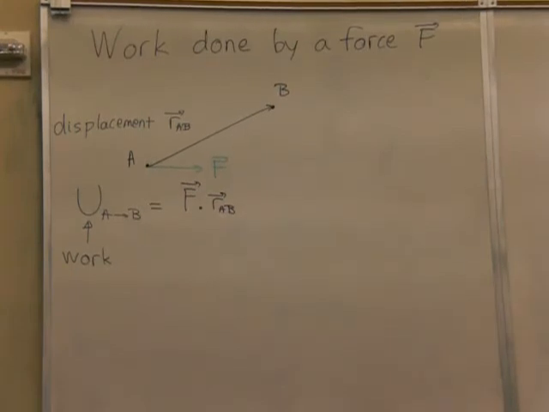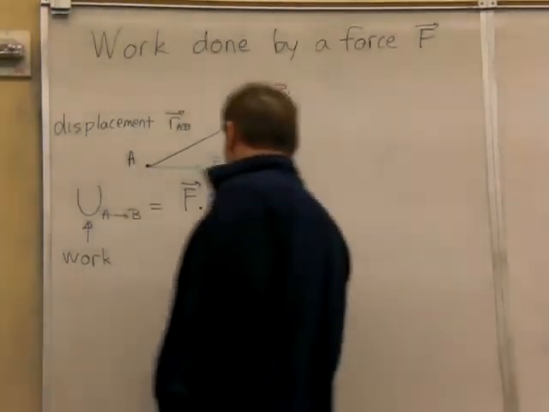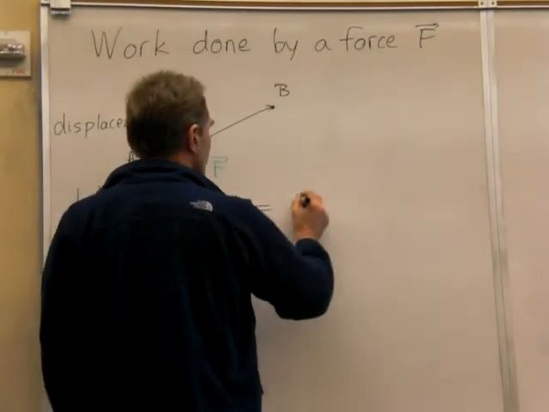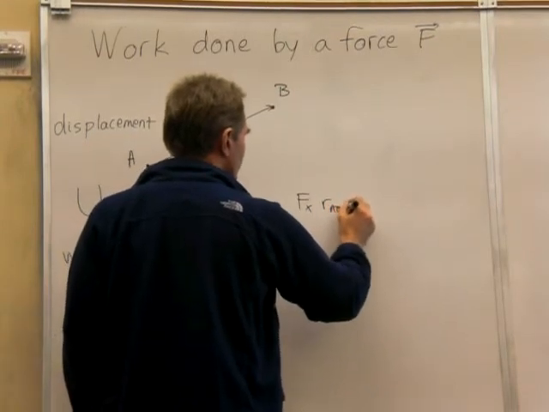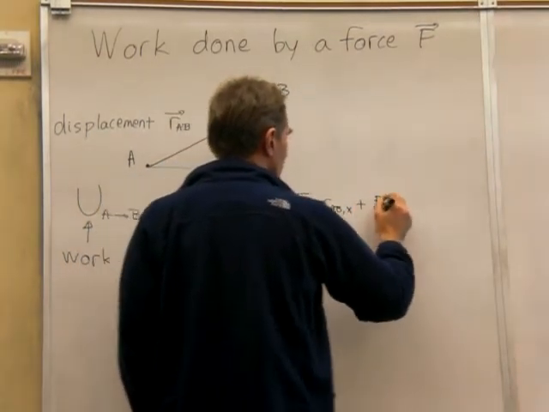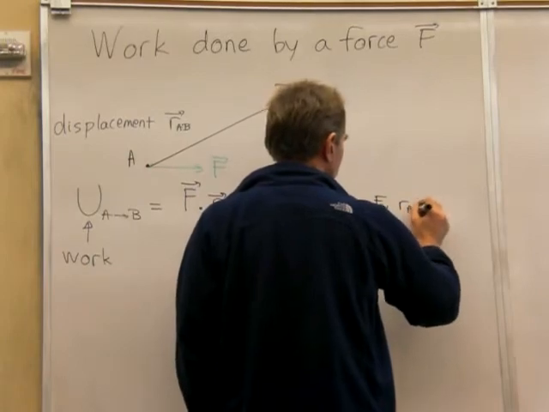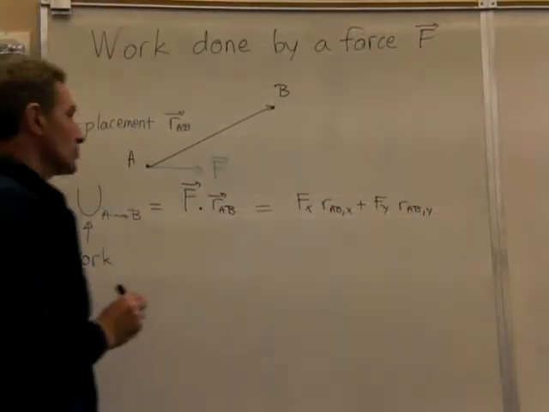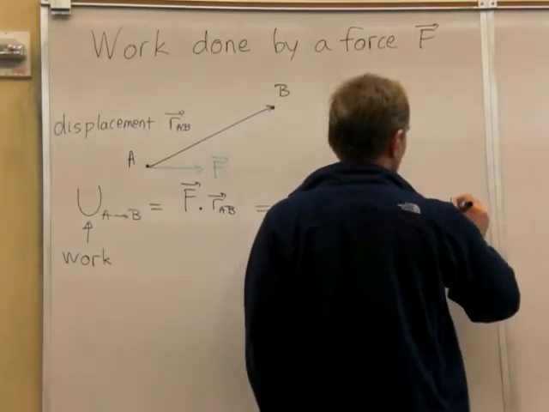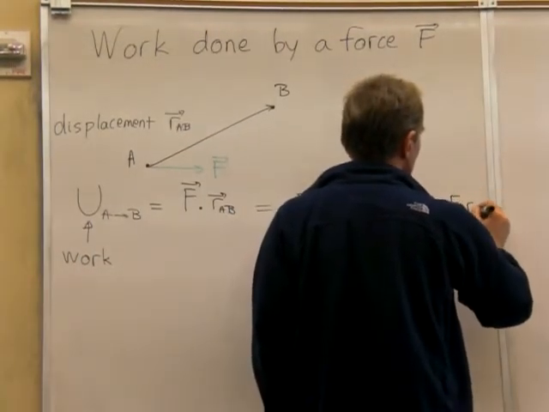Now, how do you find the value of a dot product? You multiply their components by each other and then add them up. There are plenty of ways of doing it. So you could say that it is Fx ABx plus Fy ABy, and in general there would be a z, so it would be Fz ABz.